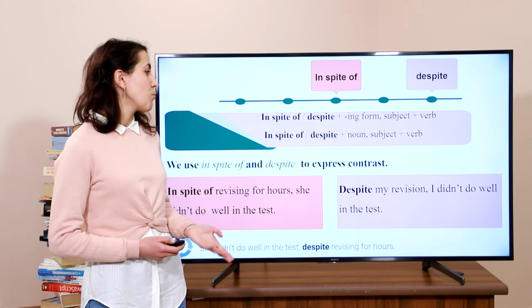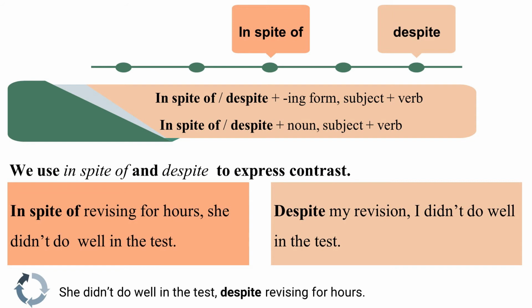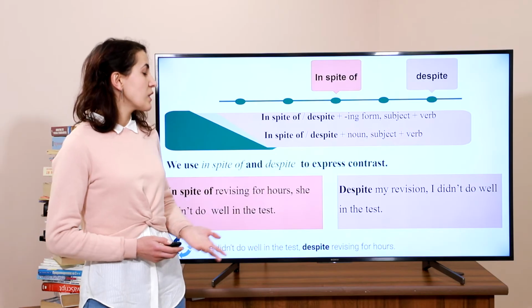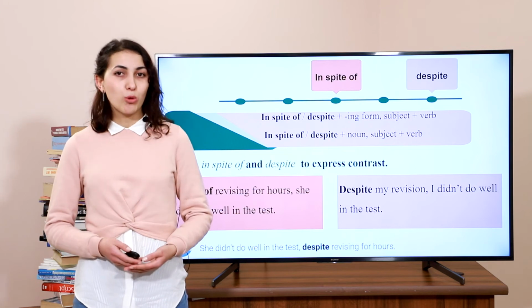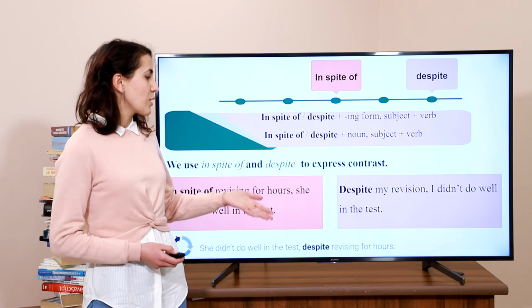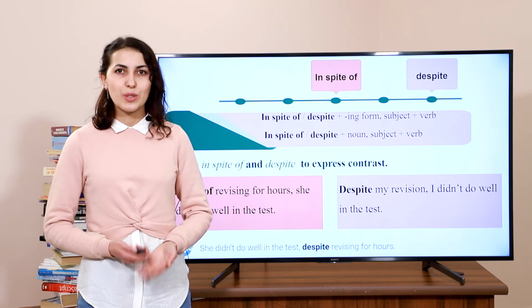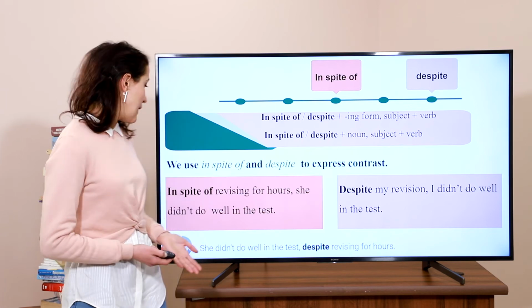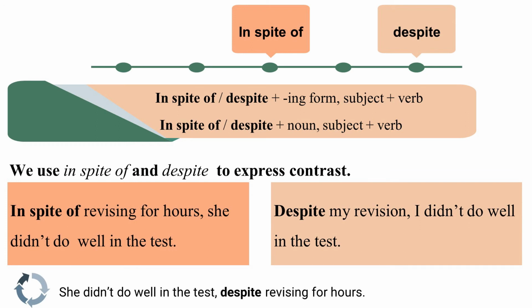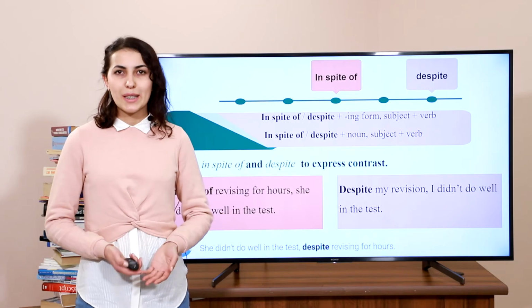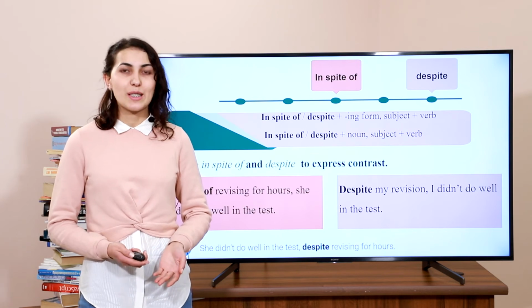And the second example: despite my revision, I didn't do well in the test. So, as we see, despite is followed by a noun, and then again subject plus verb in the next clause. Another way to use these connectives in the sentence is: she didn't do well in the test despite revising 4 hours. So the connective is in the middle of the sentence.